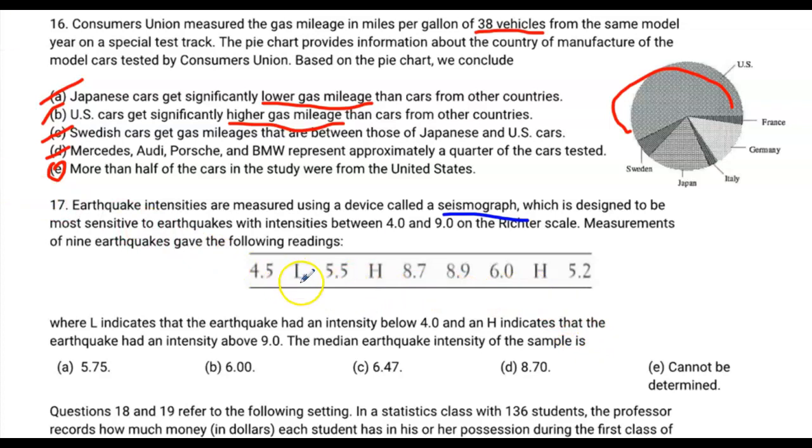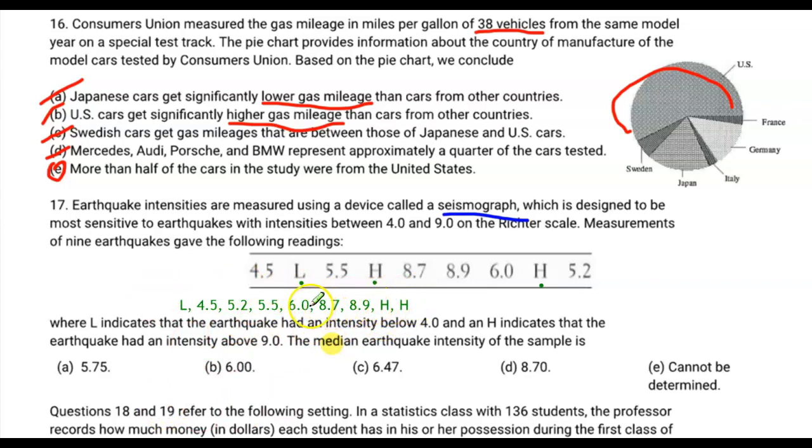Of course, we have to keep in mind that this L indicates that it was below 4, and both of the H's represent numbers above 9. So let's list them out in order. And I know what you might be thinking to yourself. Well, this is a little unconventional because this is a list, but it's not all numbers. That's okay, because when I'm trying to find the median, I don't need numbers necessarily. I just need them all in order to be able to figure out which value is in the middle.